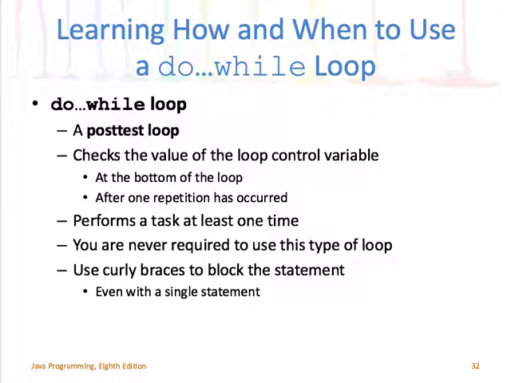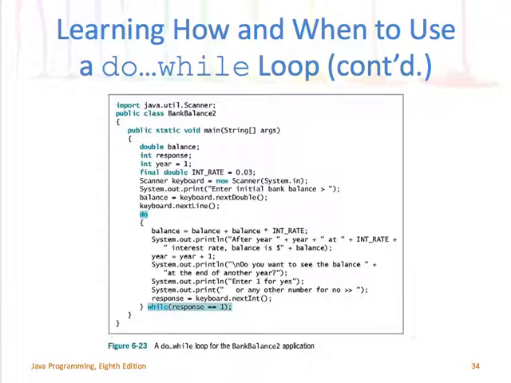Moving on. Do while. A post-test loop checks the value of the loop control variable at the bottom of the loop after one repetition has occurred. It performs tasks at least one time. Here's another example of a do while loop, so you can copy this and try this on your own time.